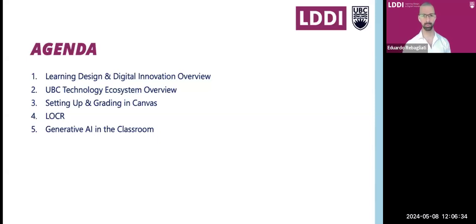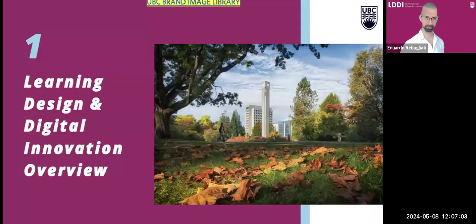Then we're going to go into showcasing some of the features in Canvas. So we'll show you this platform of the LMS that we use here at UBC, Canvas. A couple of main and general things that you need to know. We will also be talking about Locker, the library resources that you can use in your courses. And finally, we will quickly share with you some of the generative AI resources that we have for you.